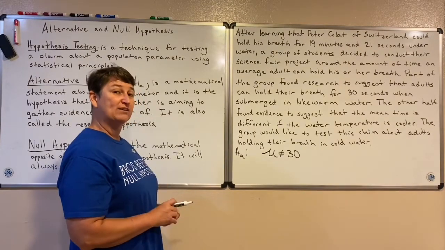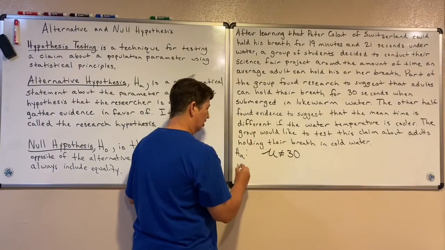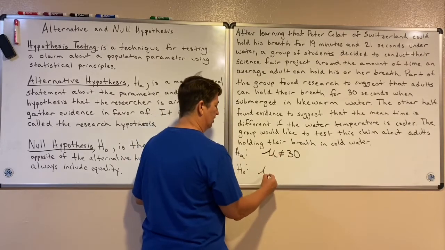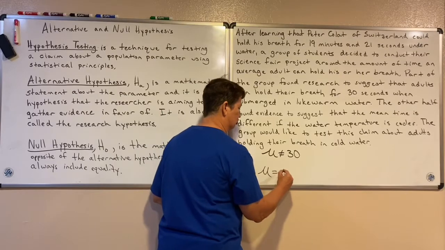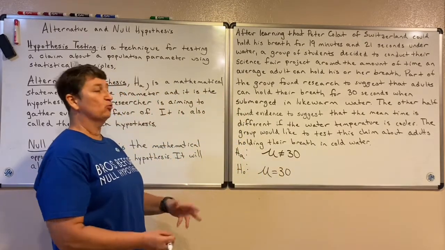And it always includes the equality. So in this case, if my alternative hypothesis is "not equal to," then the null hypothesis is that my mean is actually equal to that 30 seconds. So again, what are we going to do?